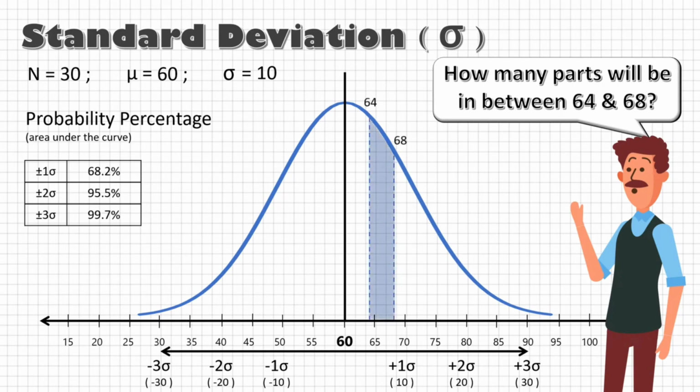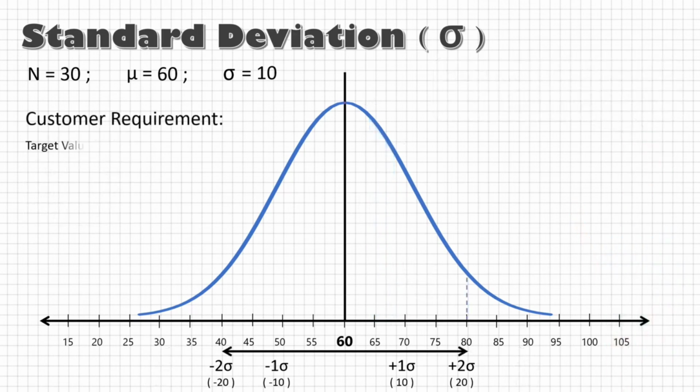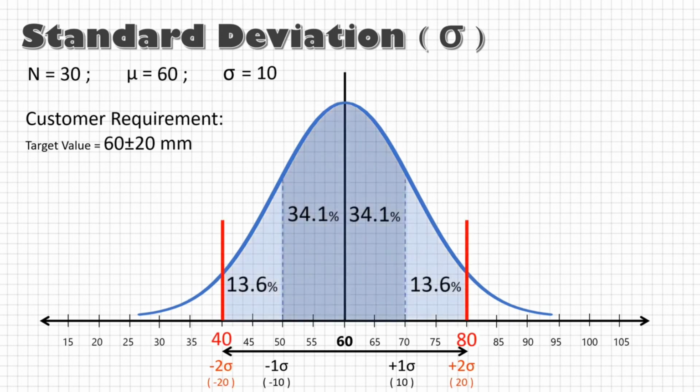This is amazing. With the help of just 30 parts, we are predicting the behavior of the process. So, if the customer needs parts between 40 to 80, this process can be called a 2 sigma process. And we estimate that 95.5% of parts will be okay and only 4.5% are going to be rejected.